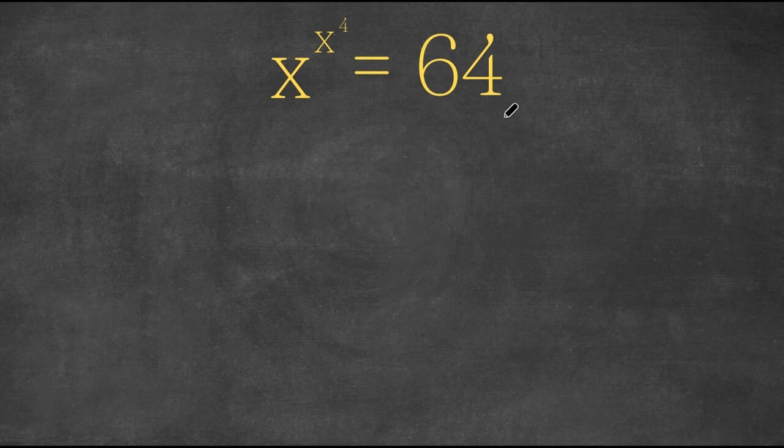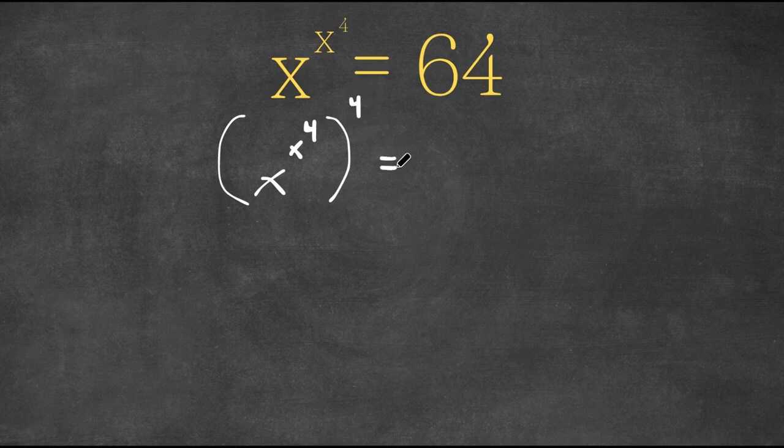In today's video, I'm going to be teaching you guys how to solve this exponential equation. So we have x to the power of x to the power of 4 equals 64. What I'm first going to do is take the power of 4 on both sides. So now we have x to the power of x to the power of 4, to the power of 4, is equal to 64 to the power of 4.